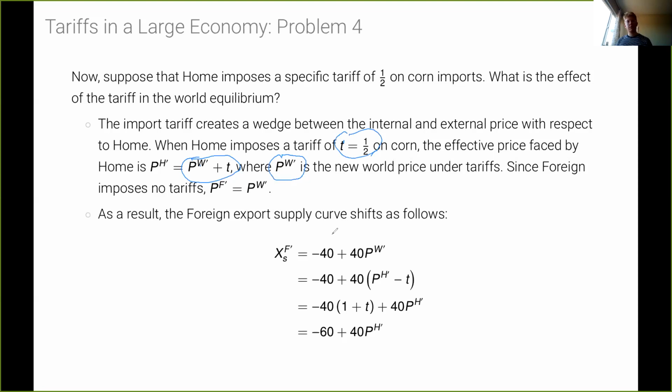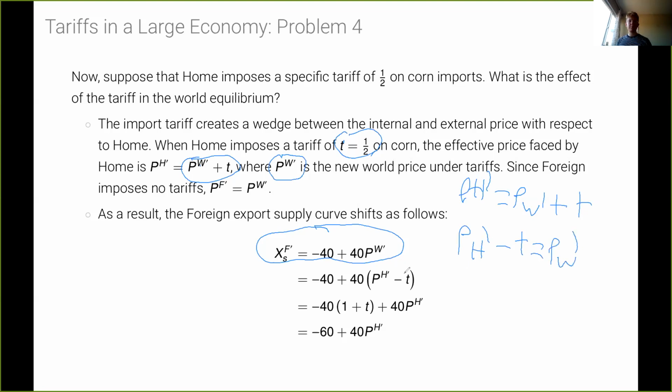So basically, let's go back to foreign's export supply equation. This is the same as before. All we're doing is noting that the new price home faces is just the new world price plus T. So if we rewrite that, home's price PH equals the new world price plus T, and we subtract T on both sides, then what do we get? We get that PH minus T is the new world price. And so I can just substitute that in on this side.